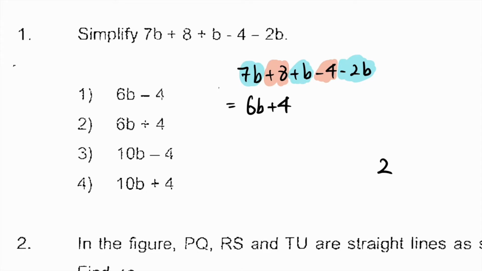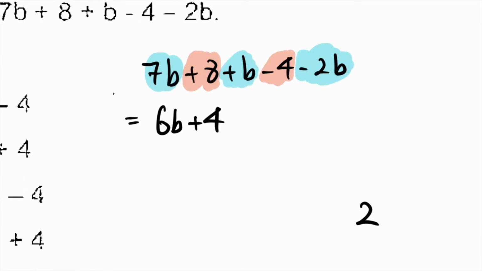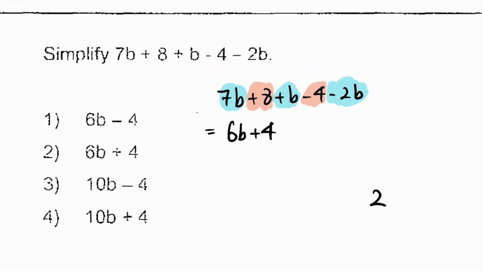Right, so question 1, we're going to simplify this expression right here. I like to highlight, or you don't have to do this, but it's clearer to see what's going on. I will group all the b's together. So in this case, 7b plus b is 8b. 8b minus 2b's, that's 6b's. Then on to the real numbers, 8 minus 4 is positive 4. So the answer is number 2.